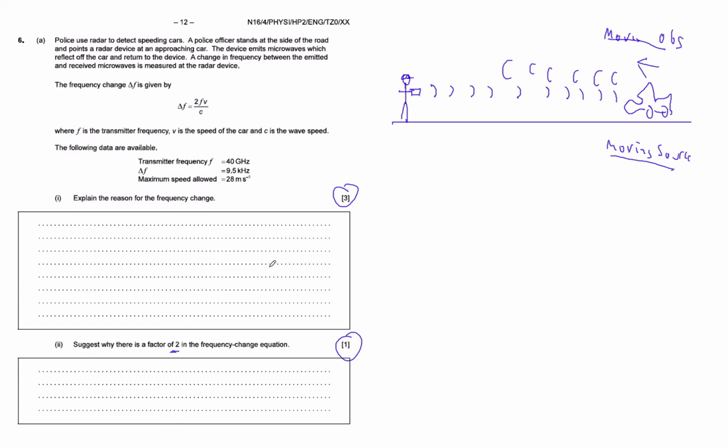Why is there a factor of 2? Because this, by the way, without the factor of 2, is just what you would observe. Okay, and it's an approximate formula. There's a better formula. They're just not giving it to us. But the factor of 2 is because there are two shifts going on. There's the moving observer, and then there's the moving source.